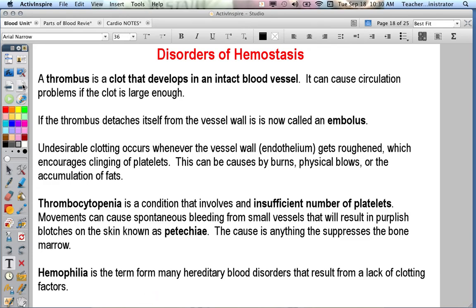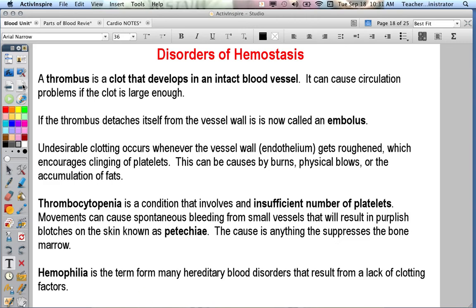So things can cause that thrombus to form and then detach itself. Anytime that you damage the vessel wall, you roughen up the vessel wall, that can cause that. So things like burns and physical blows and accumulations of fat in your vessel walls can all cause those thrombi to form and then maybe detach and become an embolus.